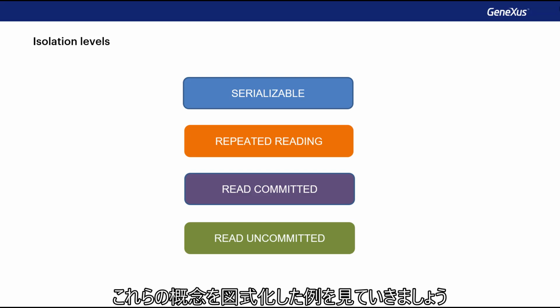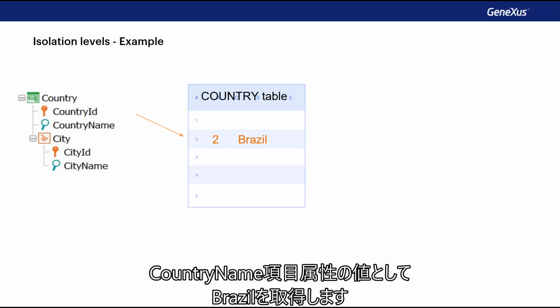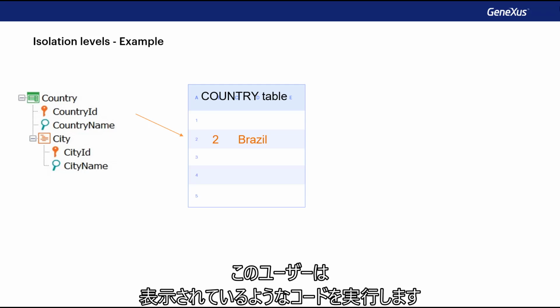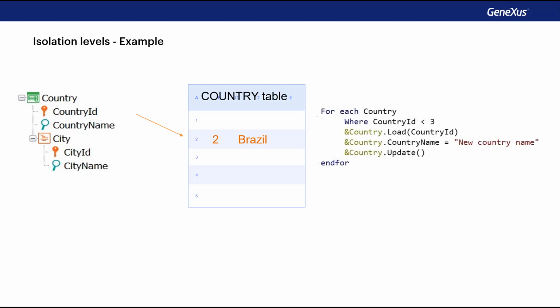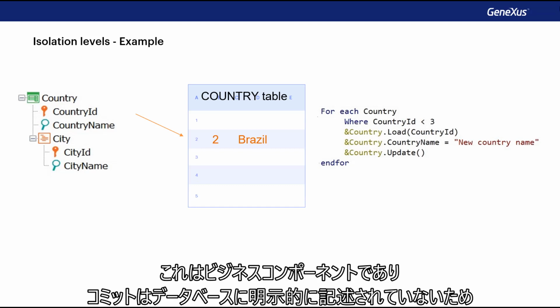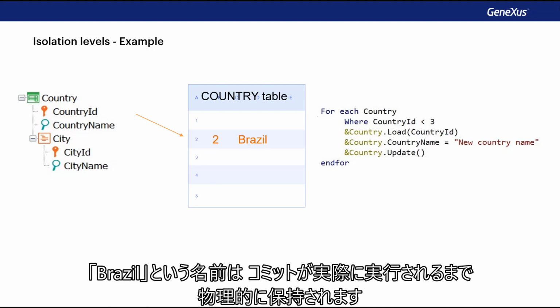Let's look at an example to graph these concepts. Consider the country table. A user accesses record 2 and obtains Brazil as the value of the country name attribute. Then this user executes code like the one displayed. What should we take into account? Because it's a business component and the commit has not been explicitly written in the database, the name Brazil is physically maintained until a commit is actually executed.